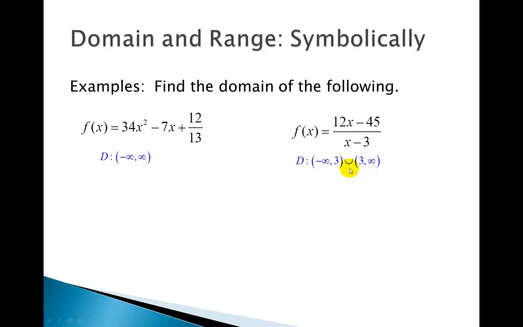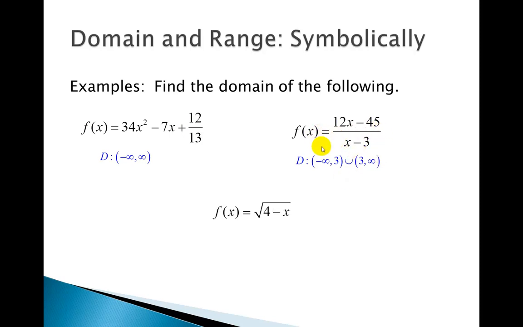Now, how do I know I'm jumping over 3 in this notation? I'm noticing the parentheses here. The use of that parentheses right next to the 3 means exclude, do not use. Use everybody up to it. So I'm using everybody between negative infinity and 3, and then 3 to infinity. I'm using everybody like that, but not 3 itself. That's what the parentheses is saying.